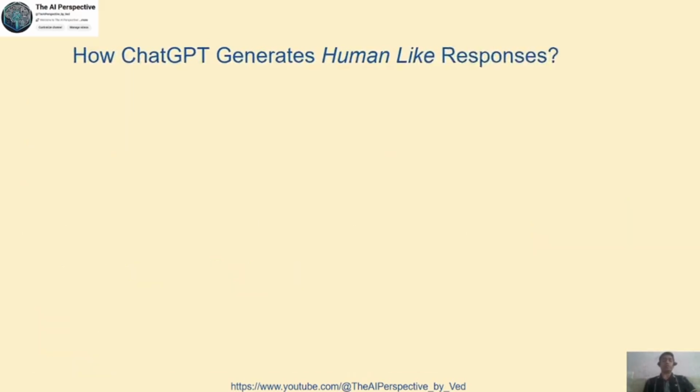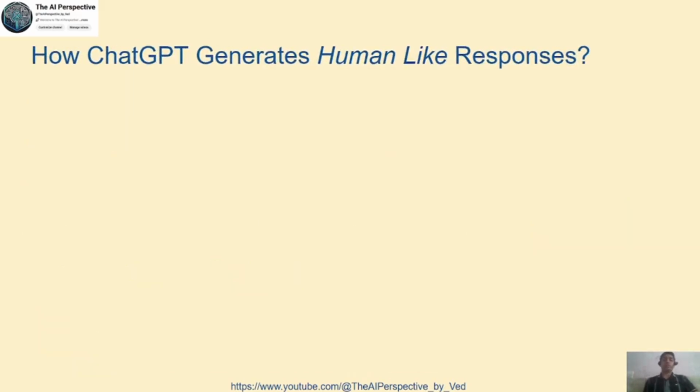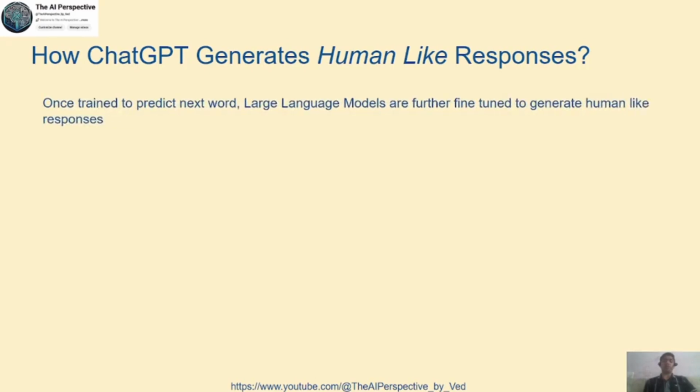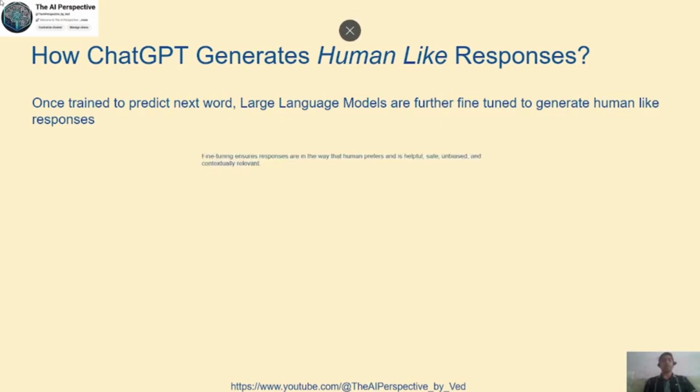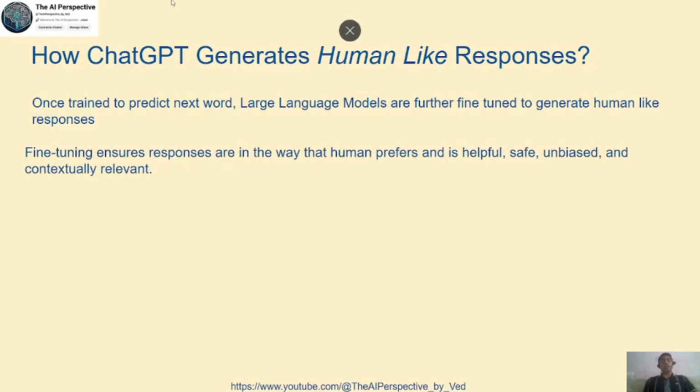Now here we'll learn how ChatGPT generates human-like responses. Generating a response is one thing, but generating a human-like response is another thing. Here it needs to ensure some additional things. Once trained to predict the next word, large language models are further fine-tuned to generate human-like responses. Fine-tuning ensures the responses are the way humans prefer and are helpful, safe, unbiased, and contextually relevant. So fine-tuning is very important.